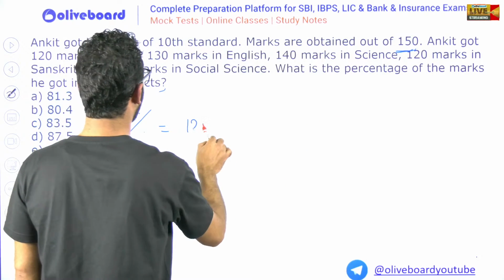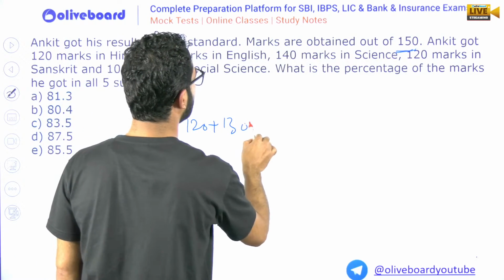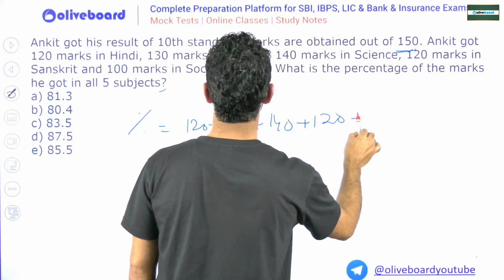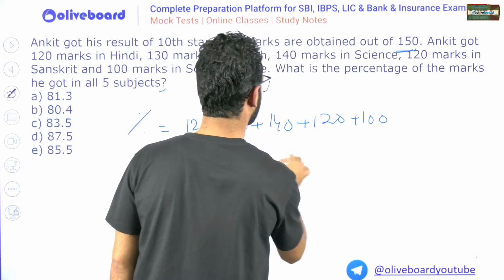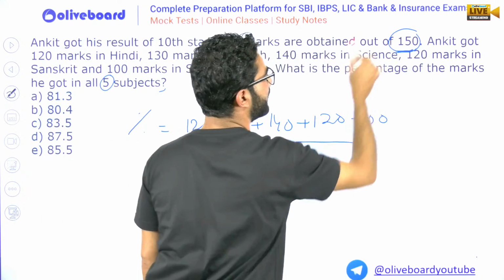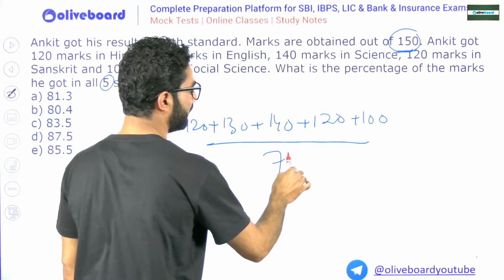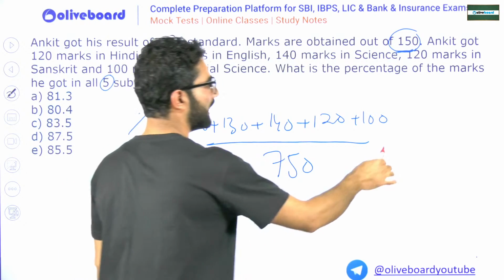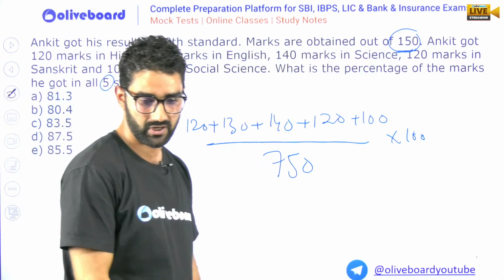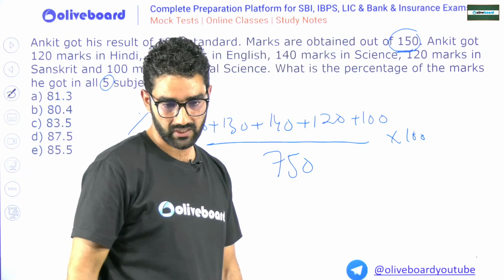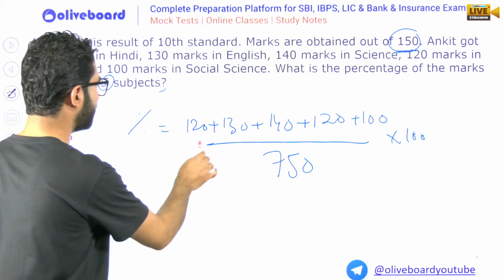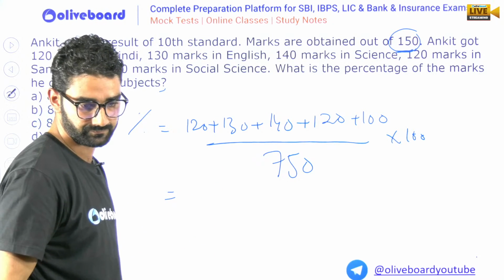It will be like 120, 130, 140, 120 and 100 also. The total marks in 5 subjects, we know, is 150 for every subject, so 750 will be the total. And in order to calculate the percentage, multiply with 100. Just calculate the numerator value. What was the value for the numerator?